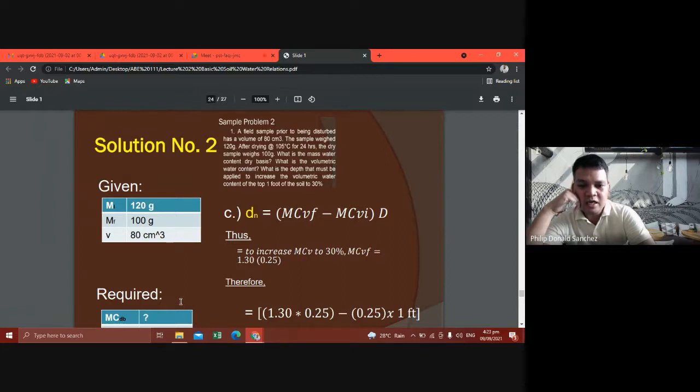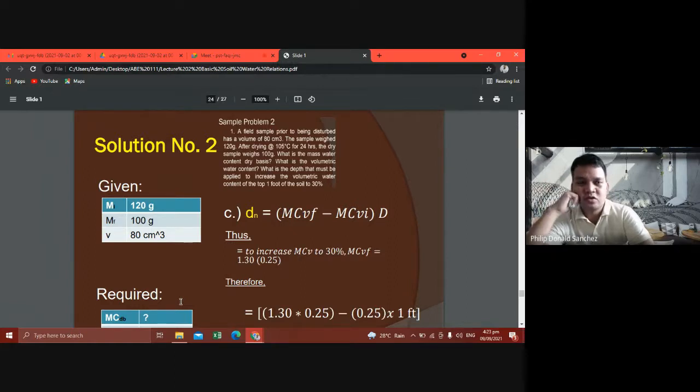And then 1.30 times 1.25 minus 0.25, because you are trying to increase the volumetric water, no? So your initial moisture content is 0.25, right? But you are trying to increase, so you need to multiply your moisture content volume final by 1.30. Then subtract the moisture content volume initial of 0.25, and then times the depth.